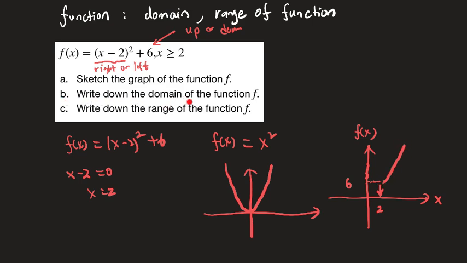B, write down the domain of the function. As we know, this refers to the domain, which is x is greater than or equal to 2. And C, write down the range of the function. The range of function, if you look at the graph, we see that the minimum is 6 and there's no maximum. So we write f(x) is more than or equal to 6. So that's all for this video. Thank you for watching.